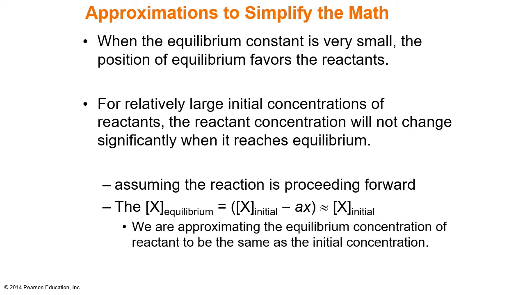Because of this, we can assume that the initial concentration remains the same, or approximately the same. We're approximating that the equilibrium concentration is the same as its initial value. This allows us to ignore that subtraction of the change in concentration.